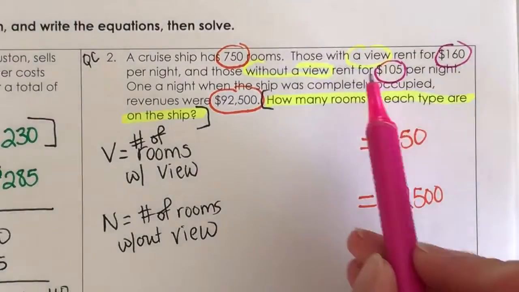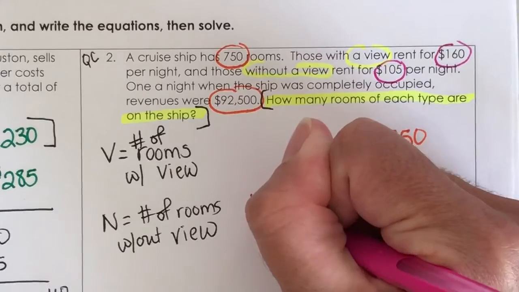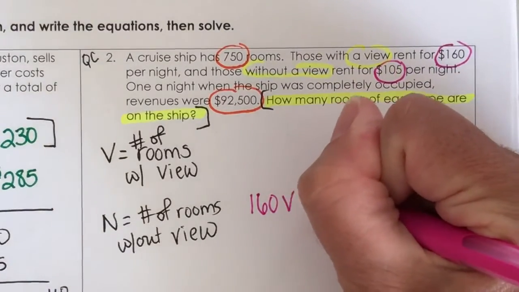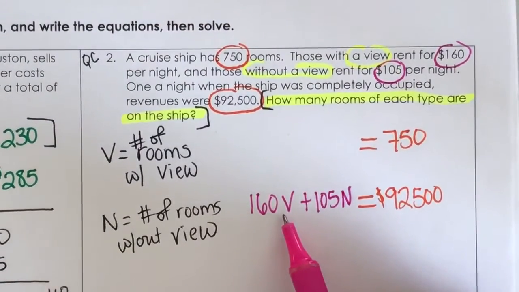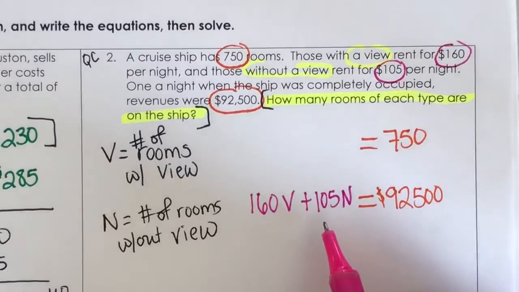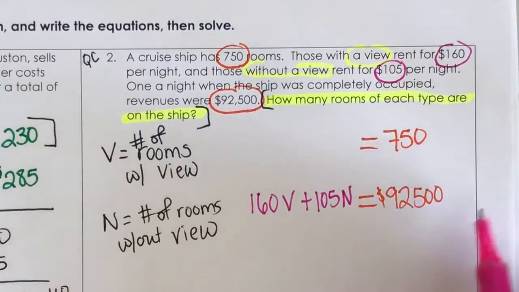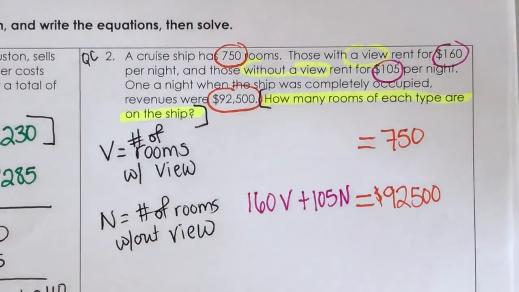So a view is 160. So 160V, without a view is 105, so plus 105N. So $160 times your number of rooms you have with the view plus $105 times your number of rooms that you have without a view. If you have them all filled, you're going to have a total revenue of $92,500.